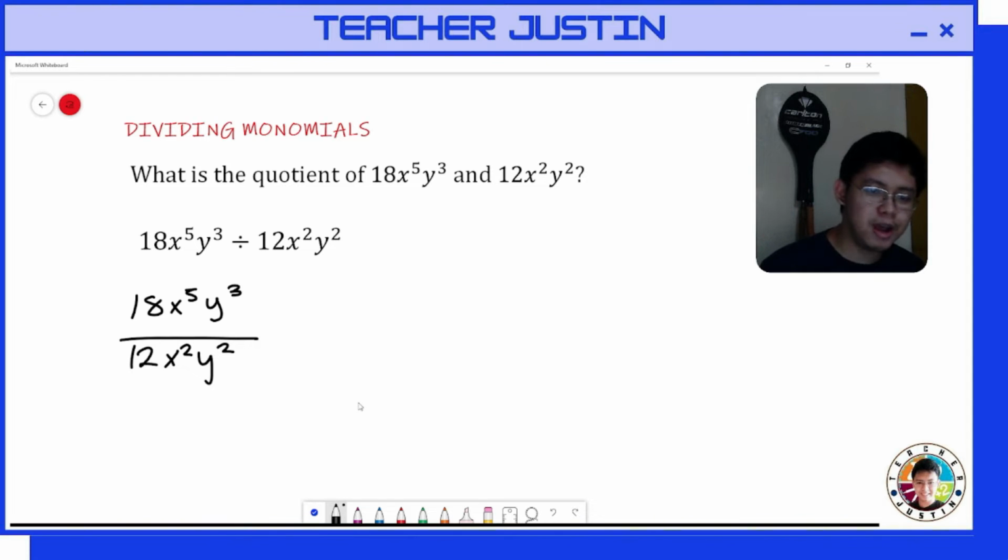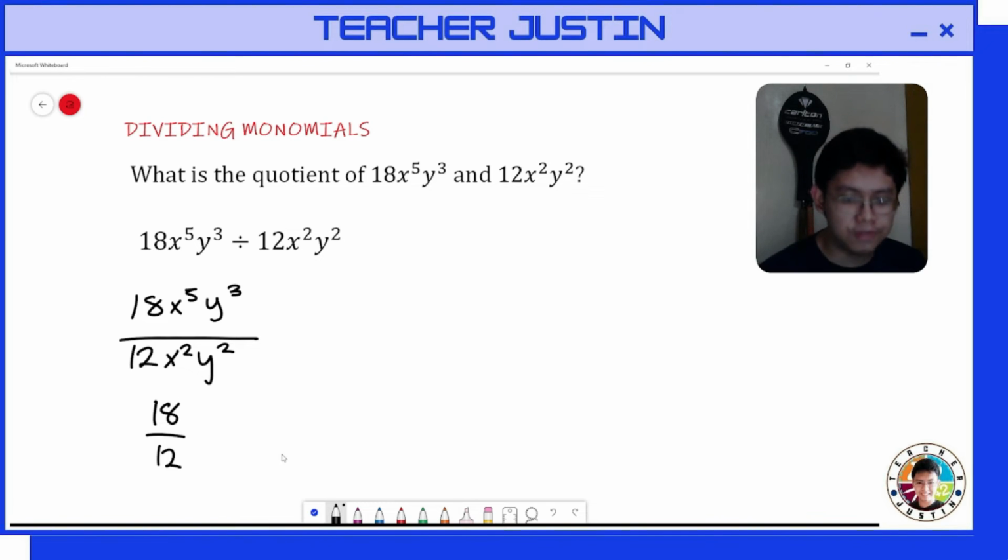When dividing monomials, we will divide the coefficient by the coefficient, variables by the variables. Now, here we have 18 divided by 12. So, 18 divided by 12 cannot be divided evenly, but we can simplify it. If we cannot divide, we simplify. So, here we have 18 over 12. Now, let's identify their common factor.